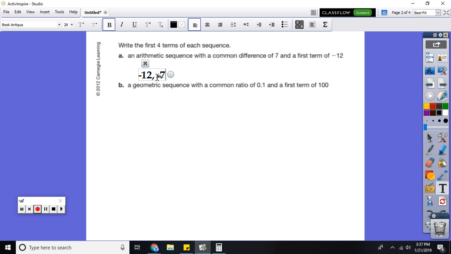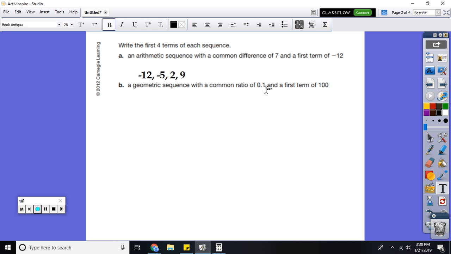And then I would add 7 again, which would be 2. Add 7 again, and now I'm up to 4 terms: 1, 2, 3, 4. Now, a geometric sequence means I'm multiplying, and they tell me the common ratio is 0.1.